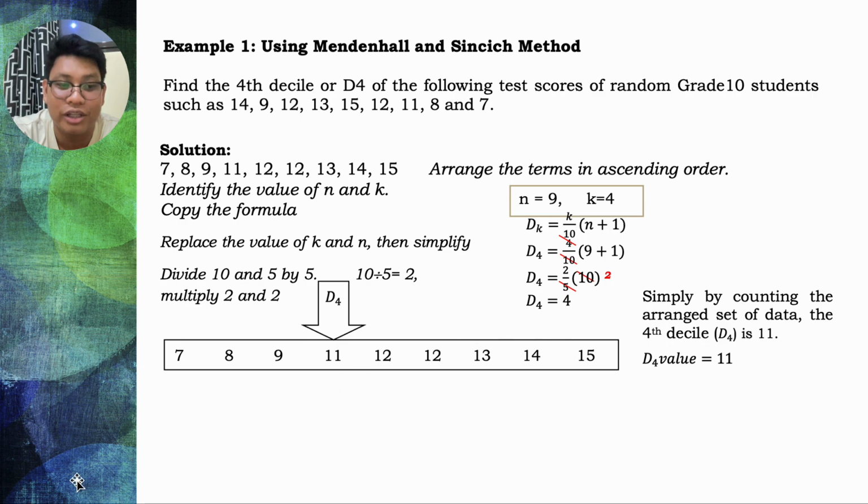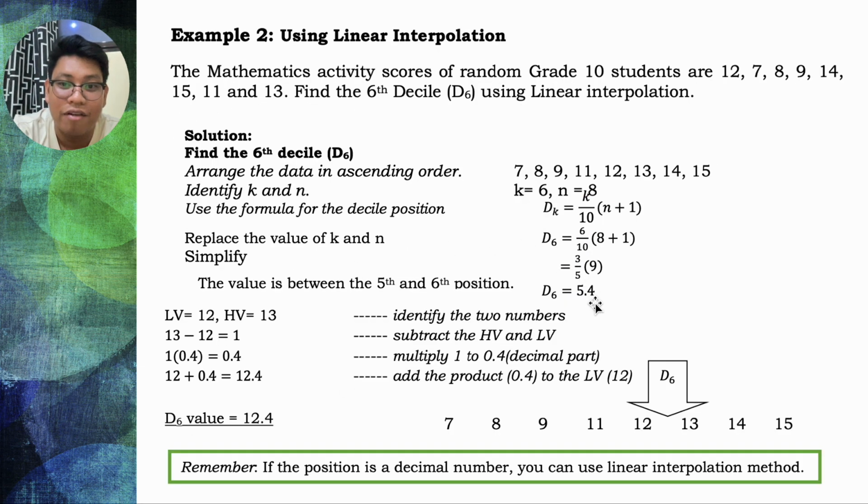And then if the decile position is a whole number katulad nito 4, you don't have to do interpolation. Pero kapag katulad nito na 5.4 si position, hindi mo siya mahanap exactly at your data. So you need to do interpolation. So 5.4 is between 12 and 13. So hanapin muna si interpolation para mahanap ang totoong value ni D6. So D6 value is equal to 12.4.